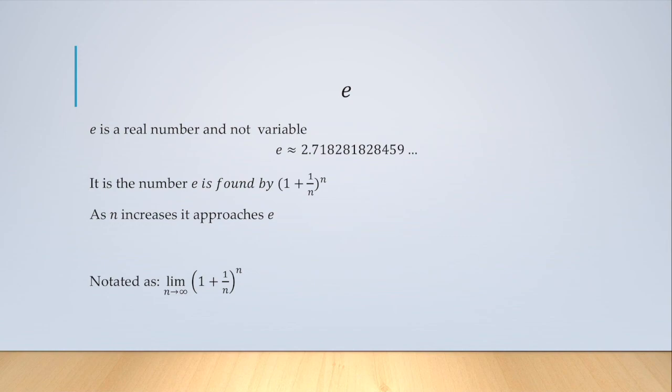So e is a real number and it's not a variable. E is 2.718... It's an irrational number, meaning it can't be written as a fraction, and it goes on and on and on forever. And if you really want to know how e is found, it's found by taking 1 plus 1 over n to the n, and as n increases, it approaches e. So as n gets bigger and bigger and bigger, it gets closer and closer to 2.718.